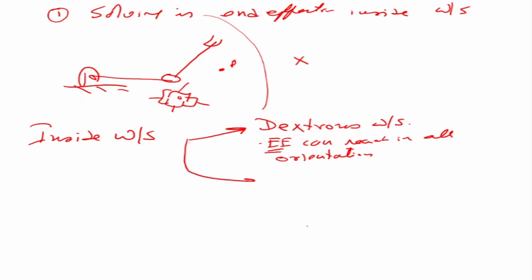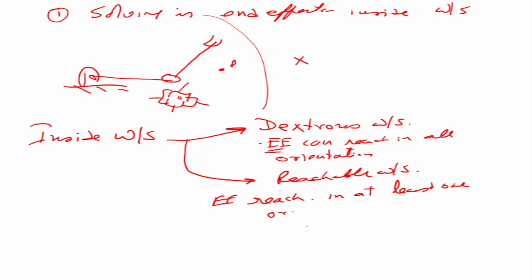And the second one is called the reachable workspace. Now what is the reachable workspace? Reachable workspace means the end effector can reach in at least one orientation. And where would this be? For example, you can imagine if the arm is stretched out like this, then here it can go only like this. It can't go from this side, neither can it go from this side. Okay, so here there is only one solution. So this is my reachable workspace. Okay, so there are two workspaces, the dexterous workspace and the reachable workspace.